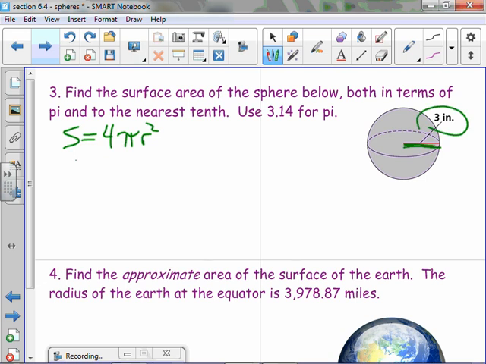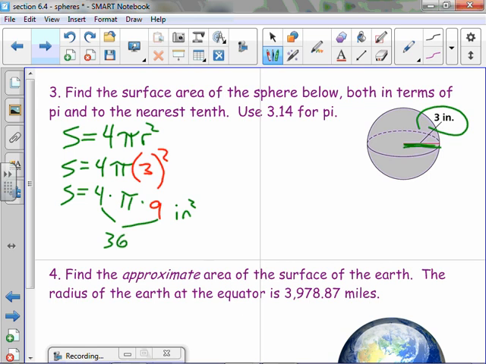I will do S equals 4 pi times the radius, which is 3 squared. 3 squared is what I'm going to start with. I know that 3 squared is 9. Everything else will stay the same for a moment. So S equals 4 times pi times 9. Okay, and we're inches squared. Okay, 4 times 9 gives me 36. So I have 36 times pi inches squared. This is my surface area in terms of pi, which gives me a perfect answer.